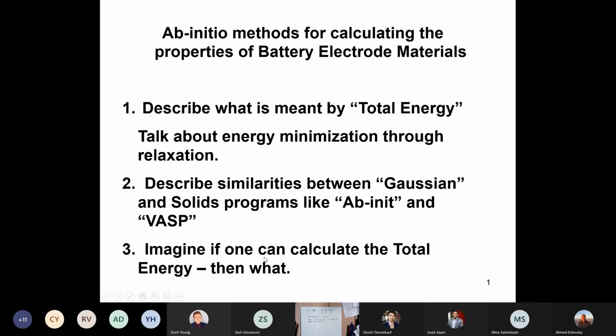Okay, so really the key for us is just to imagine if we can calculate the total energy of a material, then if we have that total energy, how can we get a voltage composition curve? So I really want you to just believe we can calculate total energy, and then how do we go from that to a voltage curve?